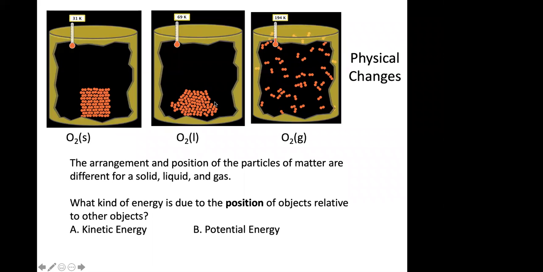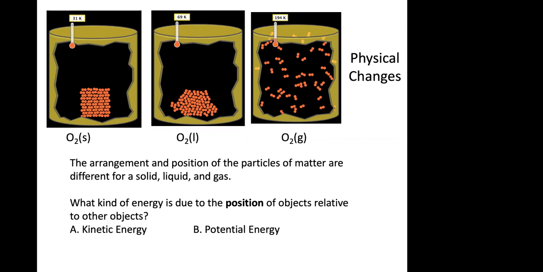So take a second right here. In chapter 1, it introduces two different types of energy, both kinetic energy and potential energy. Take a second. Which of these do you think has to do with the position? Is it kinetic energy or potential?